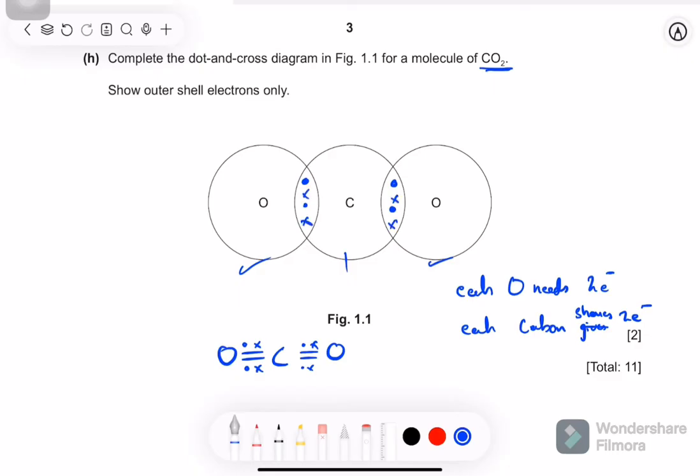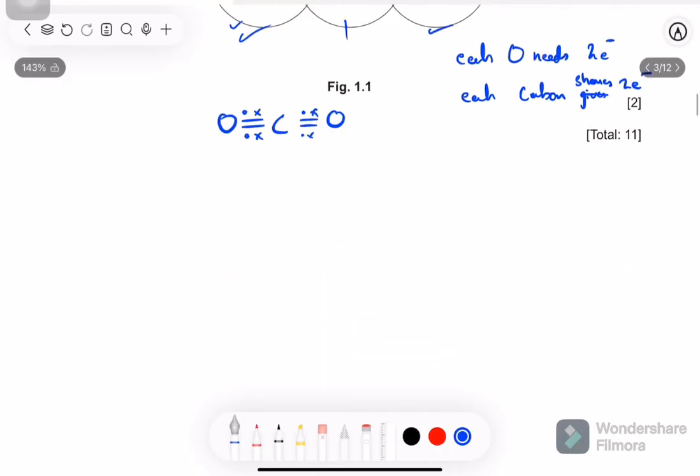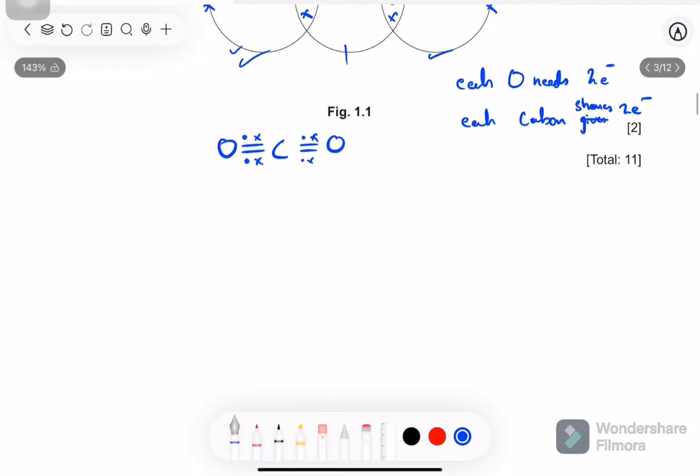Now, one thing for which you have a mark is the lone pair electrons. Oxygen has a total of 6 electrons in its outer shell. It has only shared 2. So how many will remain? 4. Oxygen will have 4 electrons remaining. We use cross for oxygen and dot for carbon. So remember to draw all the lone pair electrons of each oxygen atom. Next, first question complete, 11 marks.